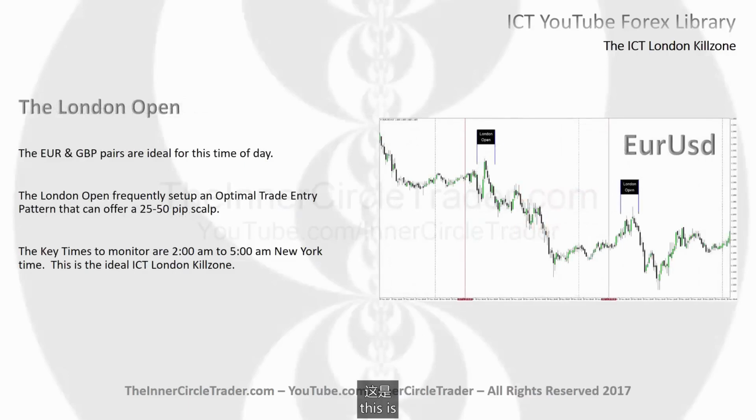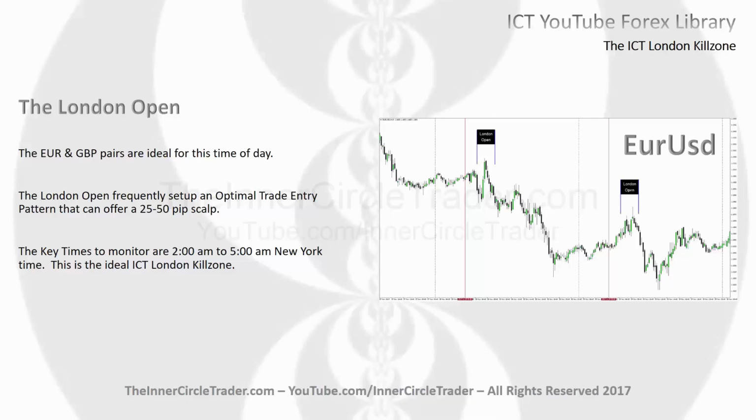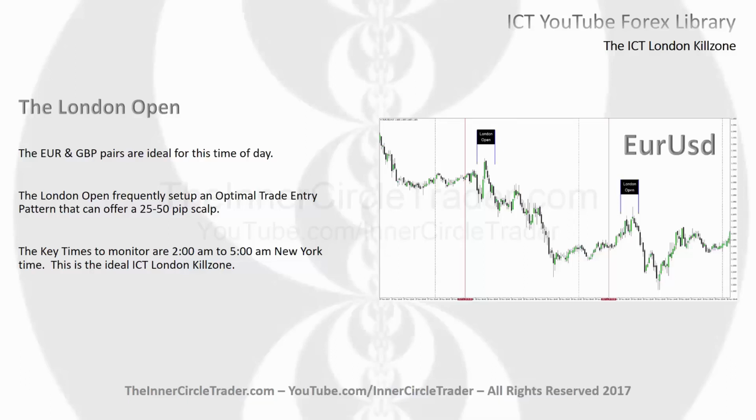Okay, folks, this is one of those topics where it's a very vast subject, so I'm introducing you slowly into one of the most important time frames of the 24-hour banking cycle. The London Open is typically a time where I like to trade because it gives me a lot of opportunities, and its magnitude is a lot more favorable for a short-term trader.